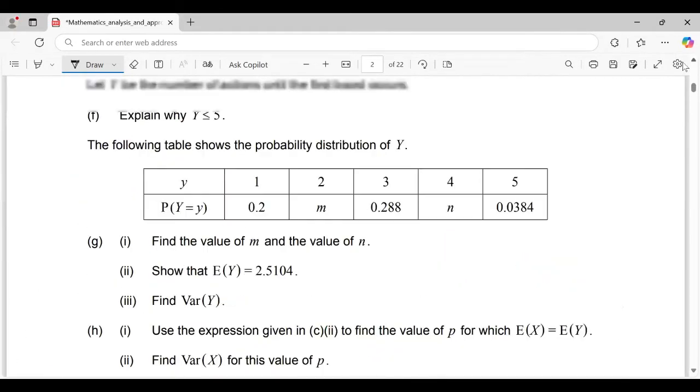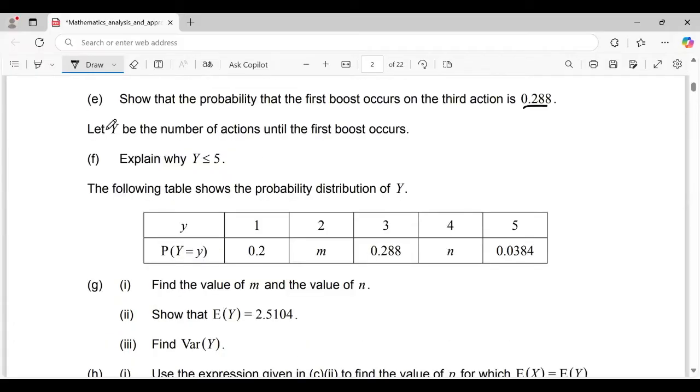Let Y be the number of actions until the first boast occurs. Explain why Y is less than or equal to 5.